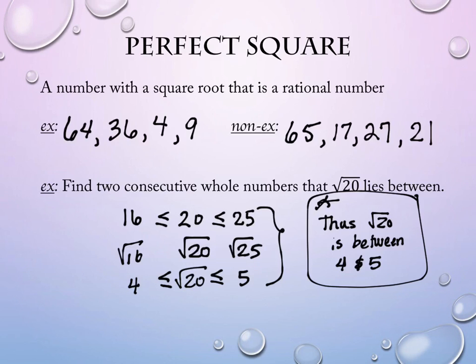Does that make sense? So that's what I'm looking for. I'm looking for you to justify why. Why is it between 4 and 5? Well, there's a very simple reason. And it's not hard to explain, but I want you to show me that you know how to do that. All right, any questions on that?